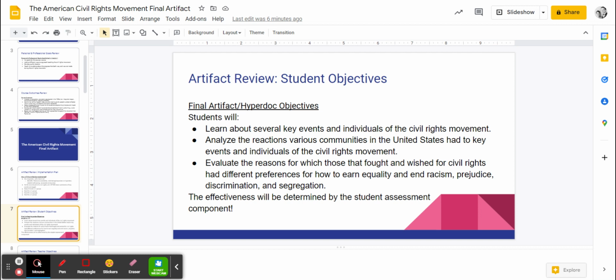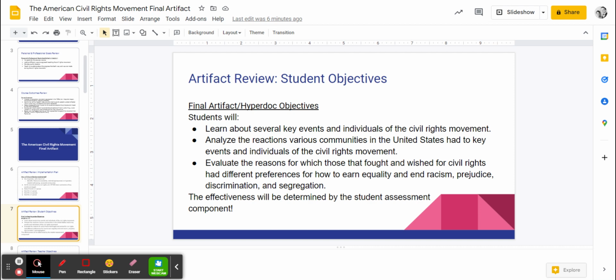I think it's really important students understand, and we as a society understand, that people had a lot of different preferences. I think when we talk about the civil rights movement too often, most of the focus is on Martin Luther King Jr., but there were people like Malcolm X as well who had different ideas on how to address equality, racism, prejudice, discrimination, and segregation.